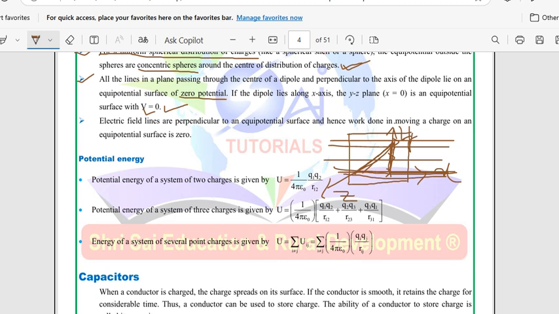See, I have told you that whatever lines are passing through the center of the dipole and are perpendicular to the axis of the dipole, the potential will be 0. Then the intensity will also be perpendicular to that equipotential surface. Whatever electric field intensity passes through the plane, that electric field intensity is always perpendicular to the equipotential surfaces. This is another point.